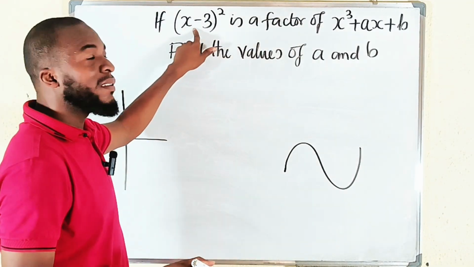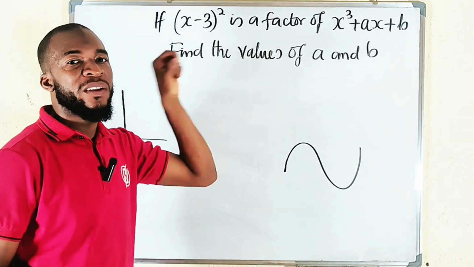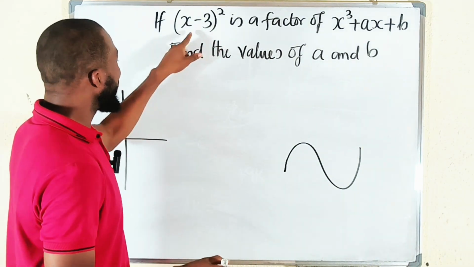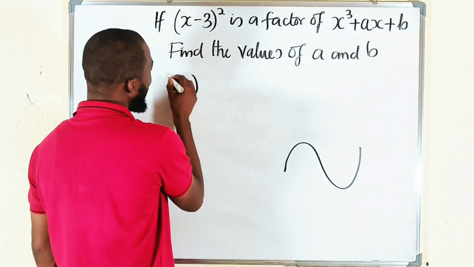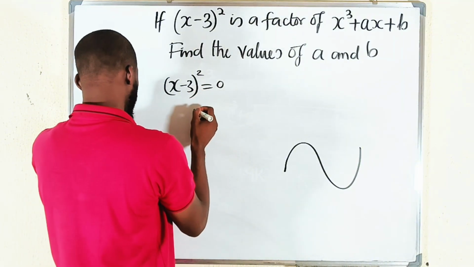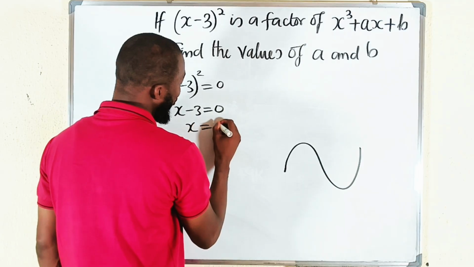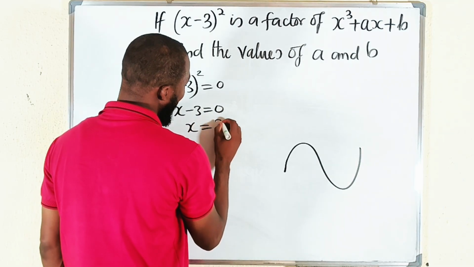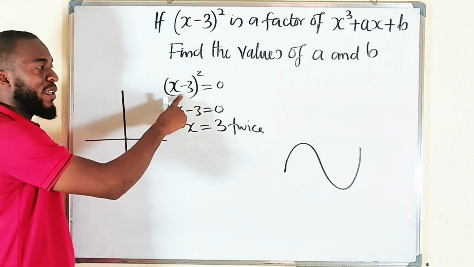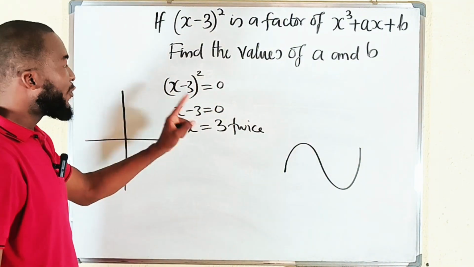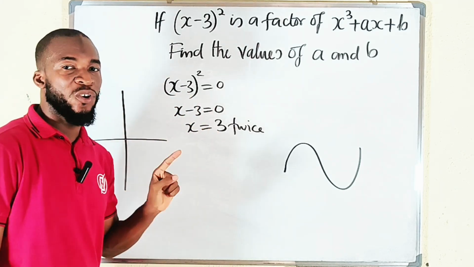We have learned that this is a factor. If this is a factor, this must be a repeated factor. It means that if you are to solve this problem, you take x minus 3 to the power of 2 equal to 0, which means that x minus 3 is equal to 0 and x is equal to positive 3. But twice. Remember, we have two factors here, x minus 3 times x minus 3. So the curve is going to touch positive 3 and take a turn.